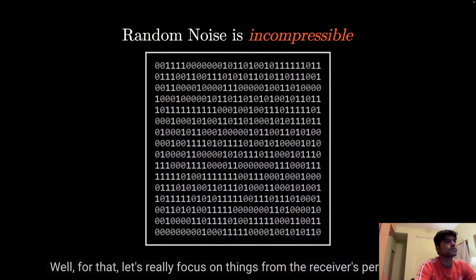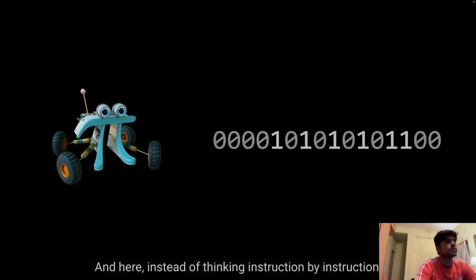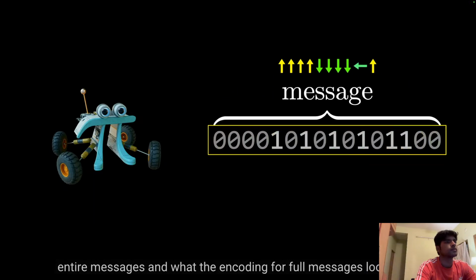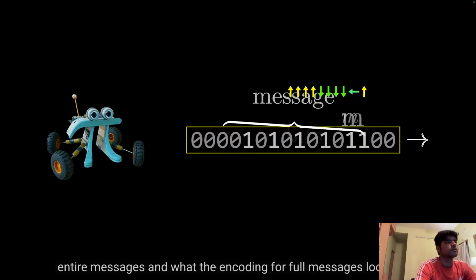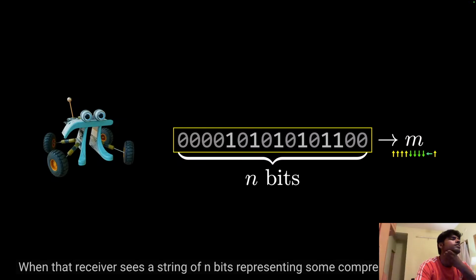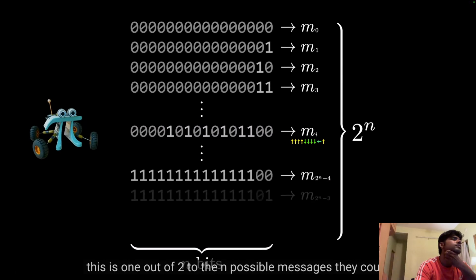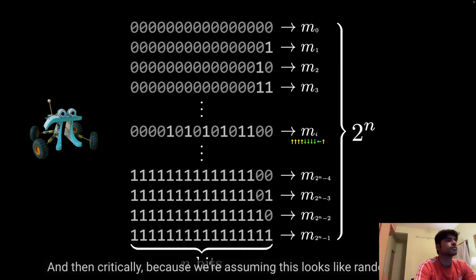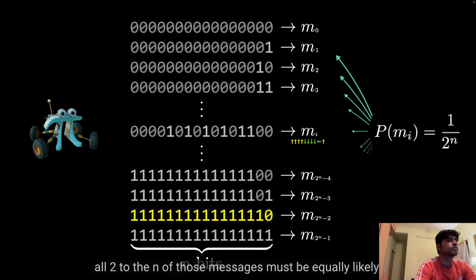Well, for that, let's really focus on things from the receiver's perspective. And here, instead of thinking instruction by instruction, it helps to zoom out and frame our discussion in terms of entire messages and what the encoding for full messages looks like. When that receiver sees a string of n bits representing some compressed message, this is 1 out of 2 to the n possible messages they could have received that would have the same size. And then critically, because we're assuming this looks like random noise, all 2 to the n of those messages must be equally likely.